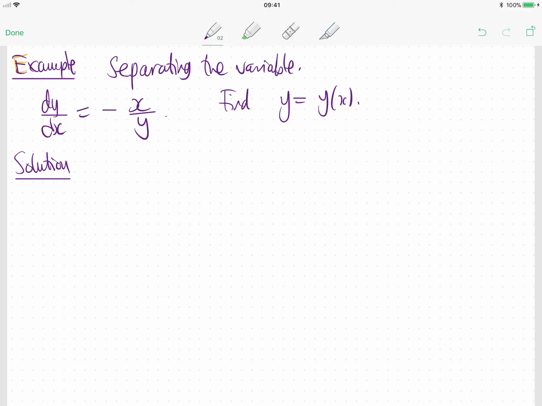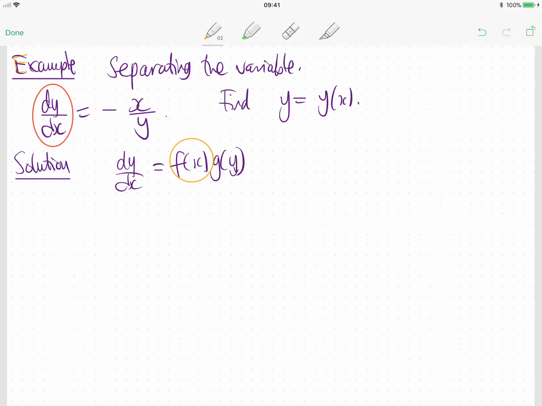Okay, so what do we need to know? Well, it's a first order differential equation because the function y has only been differentiated once. And with the separating variables, what does this mean? Well, it means that we can write dy/dx as a product of two functions, and in each of those functions the x and the y has been separated.